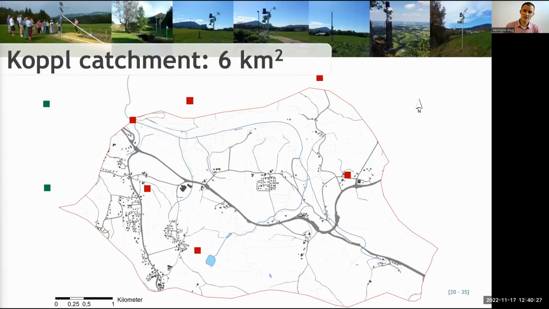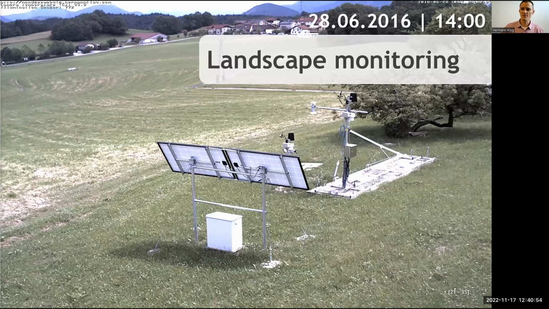So we tested that in a catchment which is 6 square kilometers in size. The red rectangle under the edge of the catchment, this one here, is the outflow point of the catchment where the measuring station is. We have other supporting stations within the catchment, slightly outside the catchment or a bit further outside the catchment. And these are collecting information.